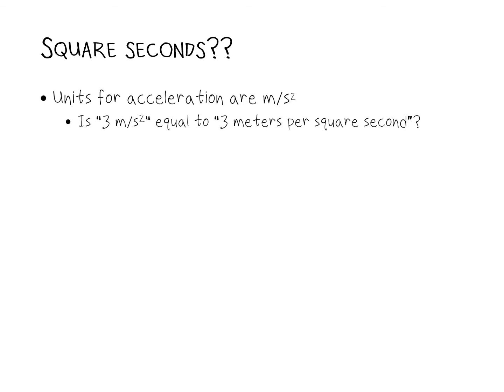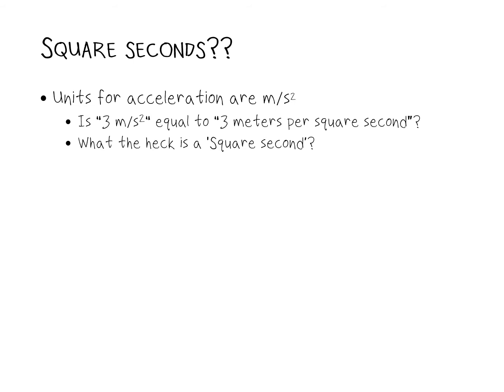So now that we have the equation for acceleration down, we come to another point of confusion when kids are studying acceleration, and it's the idea of square seconds. When we talk about acceleration, the units are meters per second squared. So that becomes a little hard to figure out what it means, because let's say we have 3 meters per second squared. What exactly is that? 3 meters per square second? I don't know what a square second is. I don't know how you measure it. I don't know what that means.